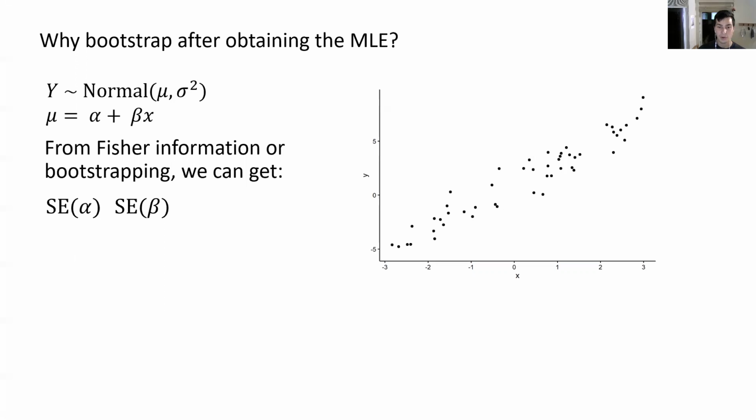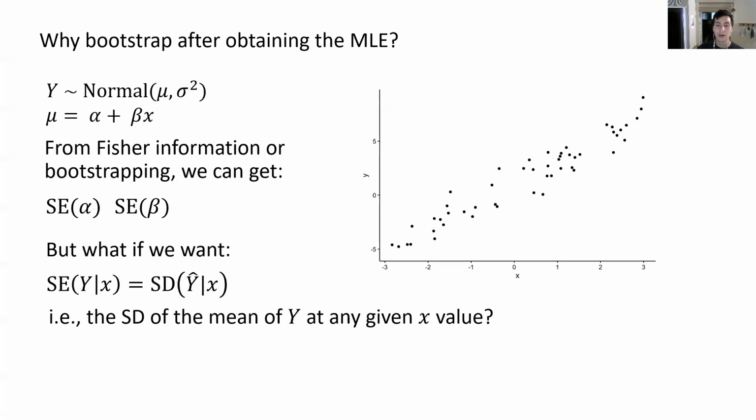Let's say, for example, that we've run a linear regression using maximum likelihood, and we obtain standard errors for the intercept alpha and the slope beta using either Fisher information or bootstrapping. Well, that's great, and we can plug these values of alpha and beta back into our regression equation to obtain predicted values of y for any given value of x. But what if we want the standard error of our predicted y values for any given value of x? The standard deviation of what's called the conditional mean of y.